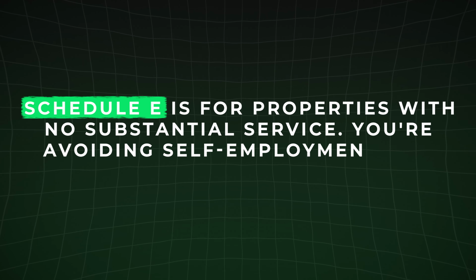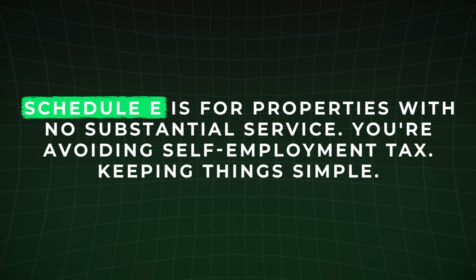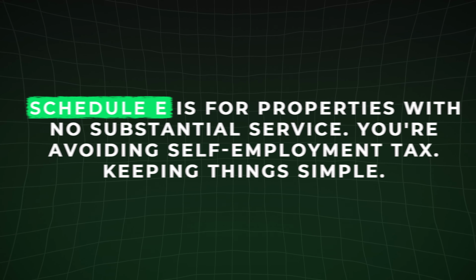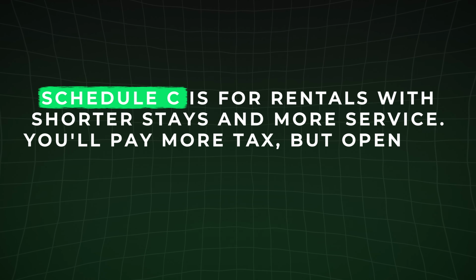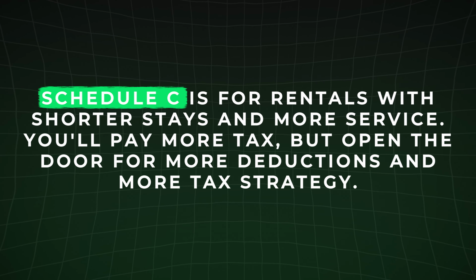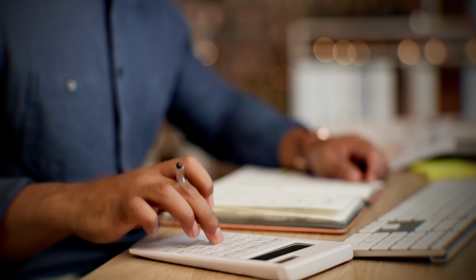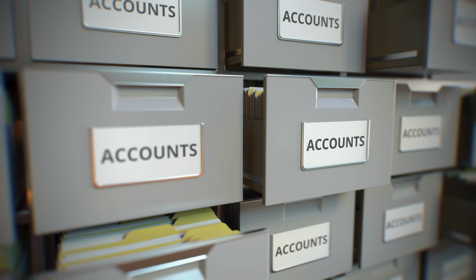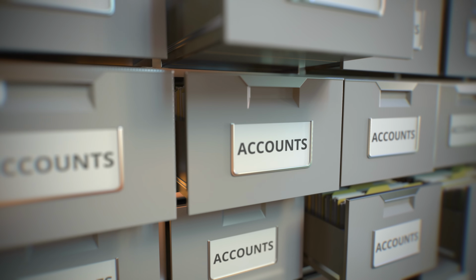And now to recap. Schedule E is for properties with no substantial service. You're avoiding self-employment tax, keeping things simple. Schedule C is for rentals with shorter stays and more service. You'll pay more tax, but open the door for more deductions and more tax strategy. So figure out which one fits your setup and track it from day one. And what I mean by tracking is do your accounting and your bookkeeping. Keep good documentation for everything you're doing. You know I'm a stickler with bookkeeping. It will screw you in the end if you don't do your bookkeeping up front.